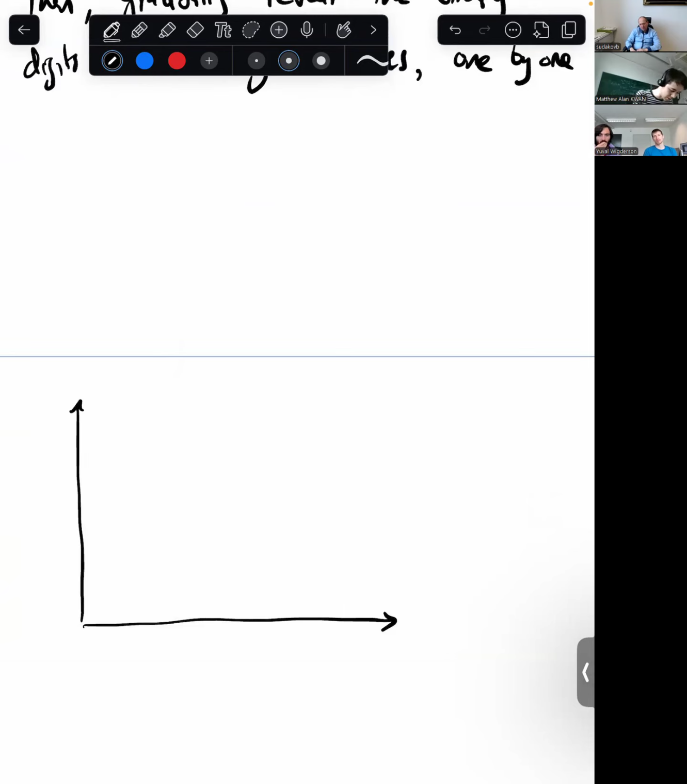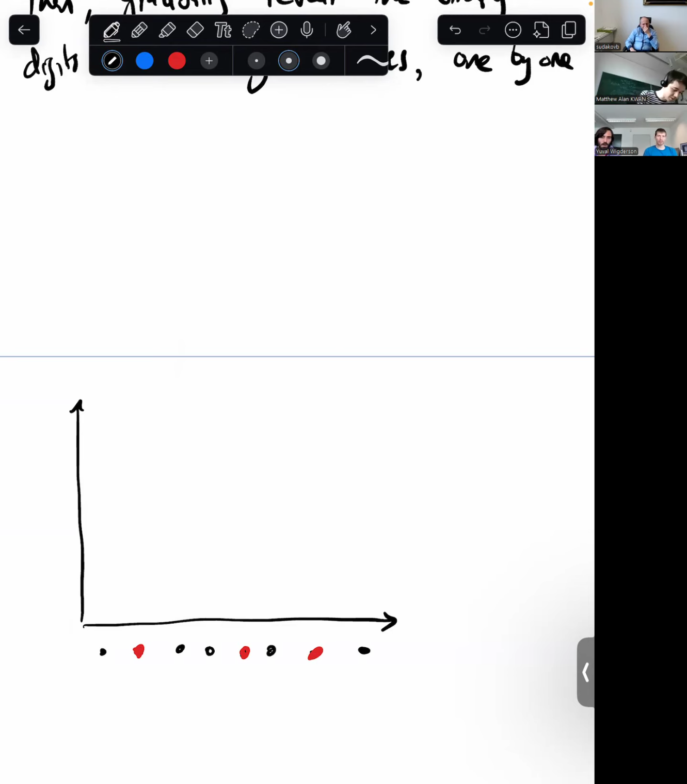So maybe the points along the x-axis look like this. We don't know what the vertical coordinates are, but those are the horizontal coordinates. And I know that some of them are marked. So let's say this one's marked, this one's marked, and this one's marked. Okay, and then one by one, I reveal more information about the vertical coordinate.